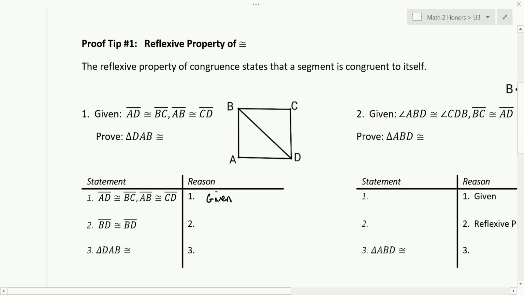So one thing you always want to look at when you're looking for triangle congruence is a shared side. And so here we have this shared side between two triangles. And when they share a side, obviously that side is congruent to itself. And when you have a statement where something is congruent to itself, and we see that in statement 2 here, BD is congruent to BD, the reason that you want to give is what I have for proof tip 1, the reflexive property of congruence.